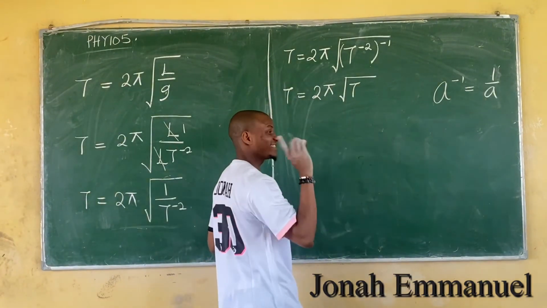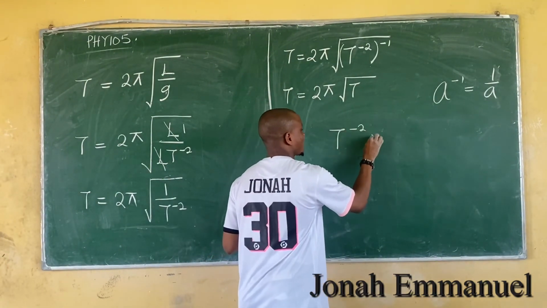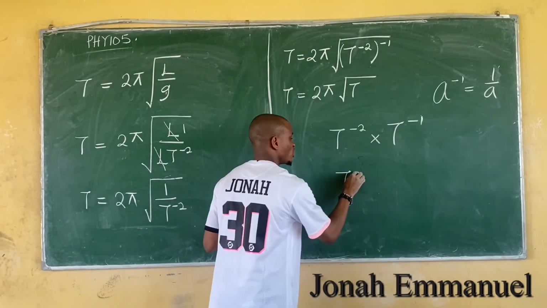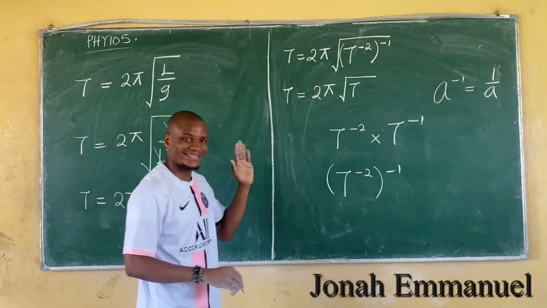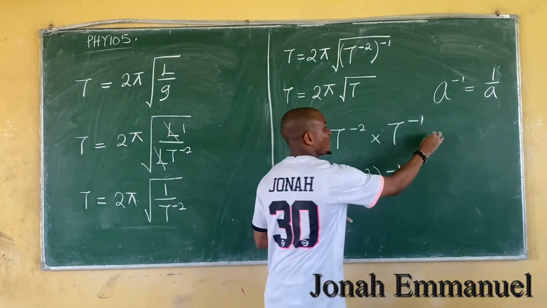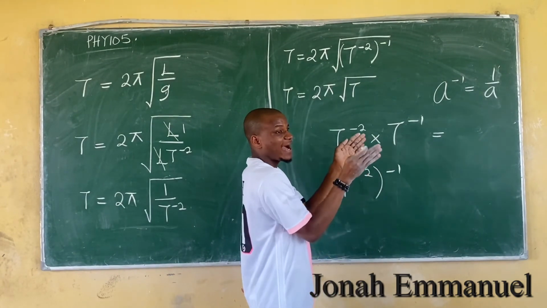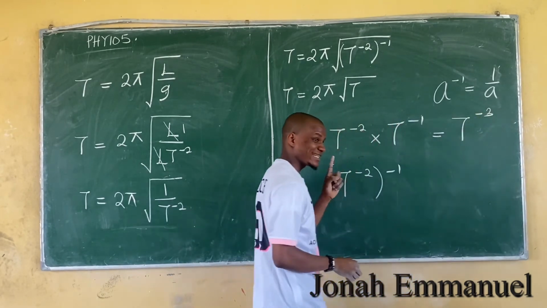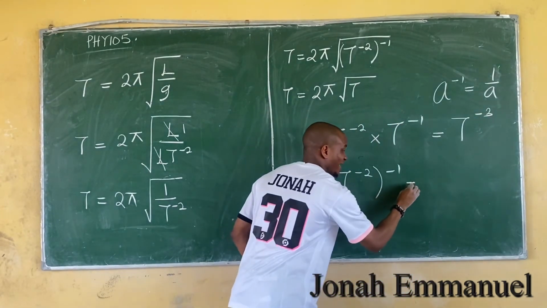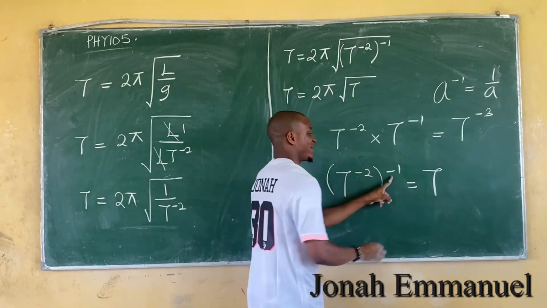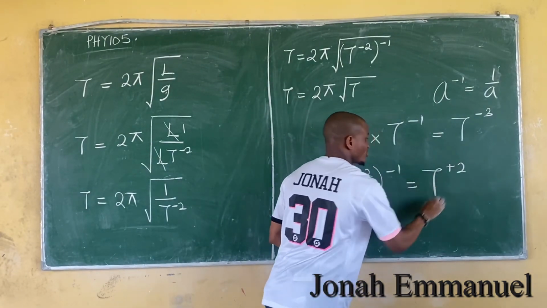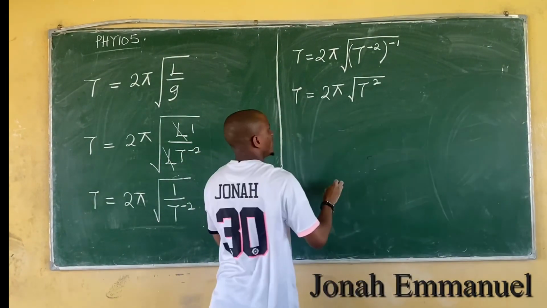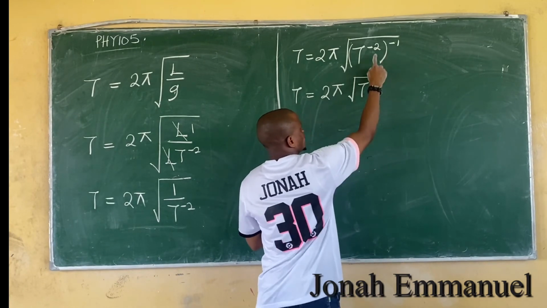Alright, look up. There's a difference between T to the power minus 2 times T to the power minus 1, and T to the power minus 2 all to the power minus 1. They are distinct. For the first one, I have the same base multiplying, so you add their powers: minus 2 minus 1, that gives you minus 3. For this one, the powers are multiplying, so it becomes minus times minus, plus, 2 times 1, which is 2. Please take note, they are different.